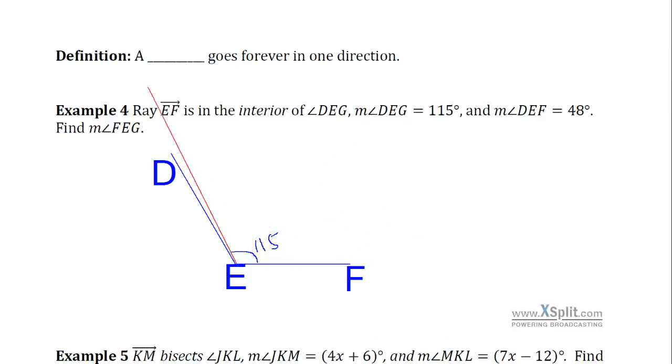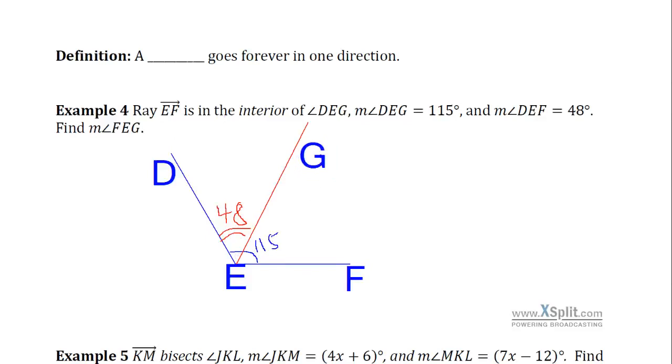Being in the interior, the ray could be up here, could be down here. There are a lot of places this could be. Note that we're given that it's 48 degrees, so I'm going to draw it so that it's approximately 48 degrees. We'll label that. The question here is, how big is angle FEG? From F to E to G. I should indeed draw the G as well.